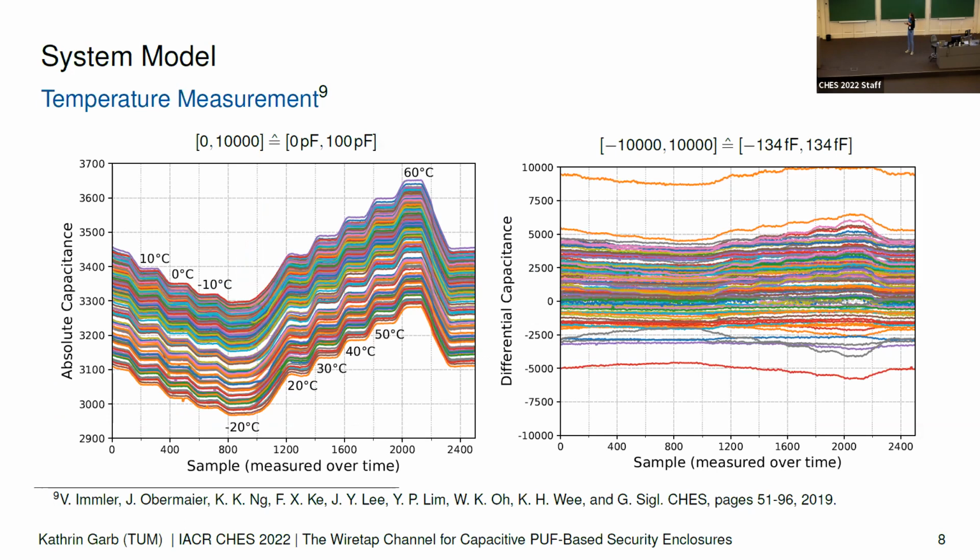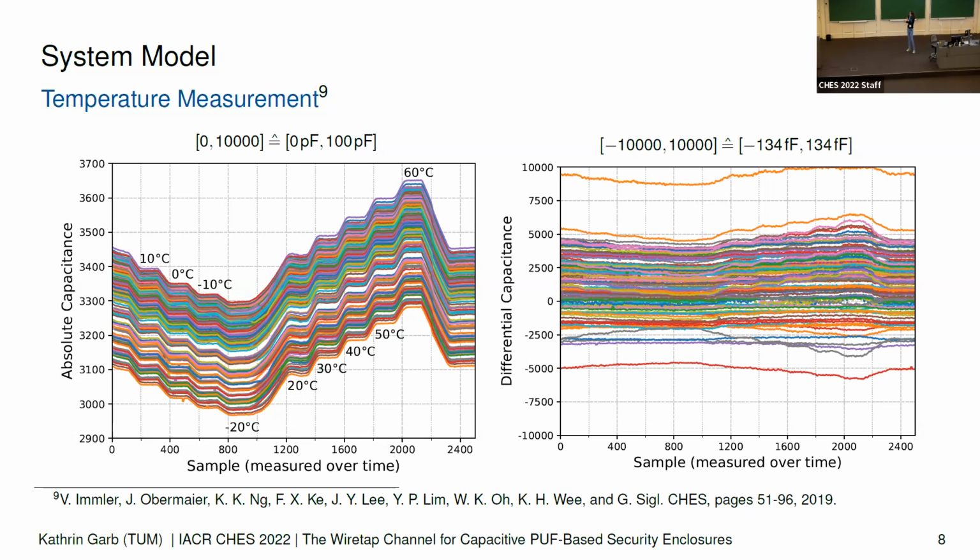And yeah, so these are temperature measurements for minus 20 degrees to plus 60 degrees. This is the same temperature range for both pictures. On the left, you can see the absolute capacitance in the picofarad range. However, as I told you before, this depends on global manufacturing variations. So what we're actually going to work with is the picture on the right, which is the differential capacitance in the femtofarad range, which is mapped to minus 10,000 to plus 10,000 points.